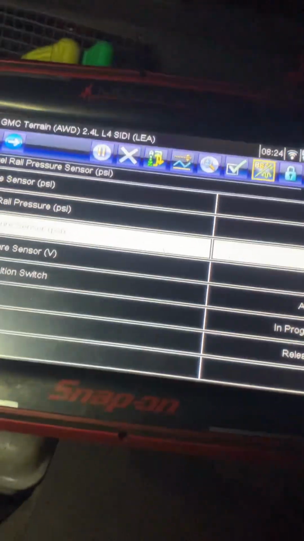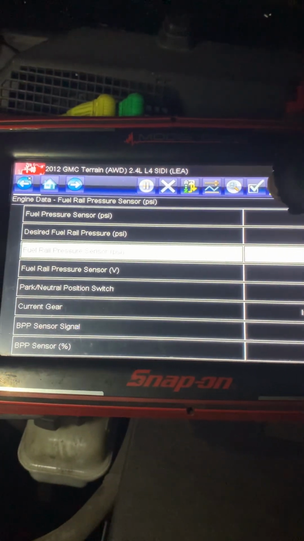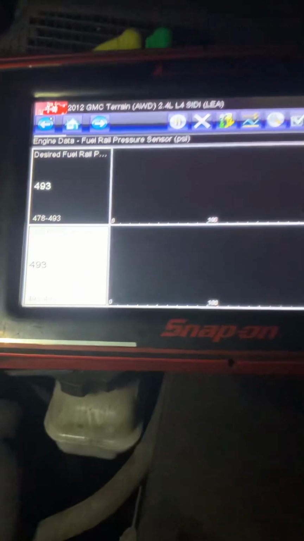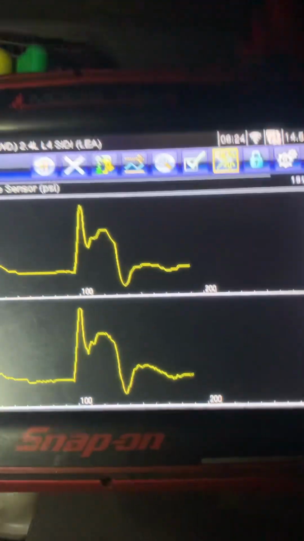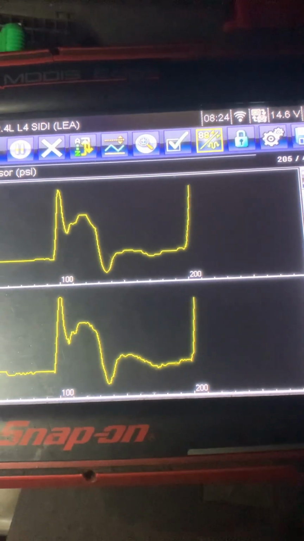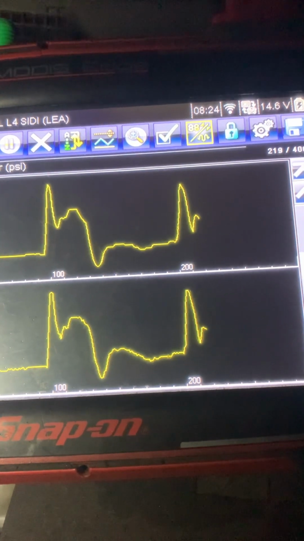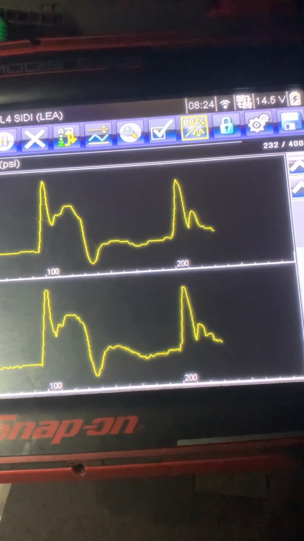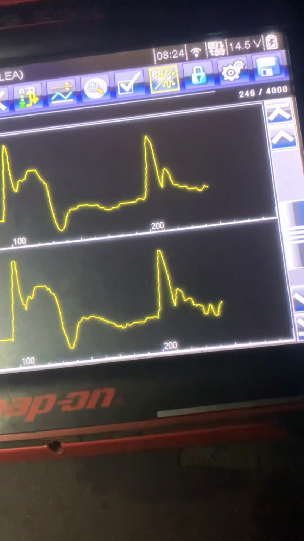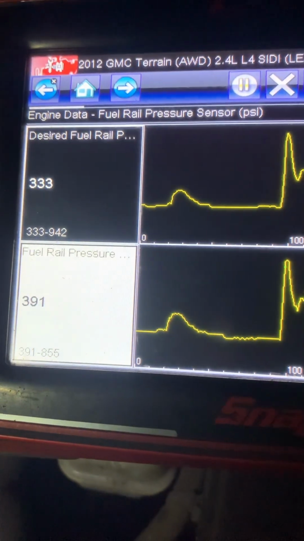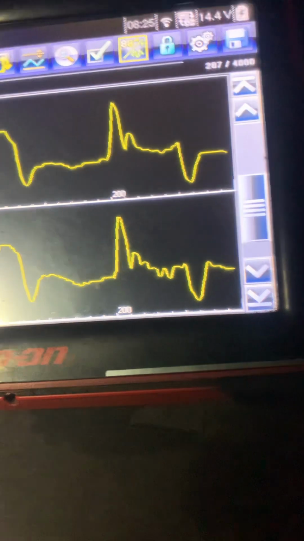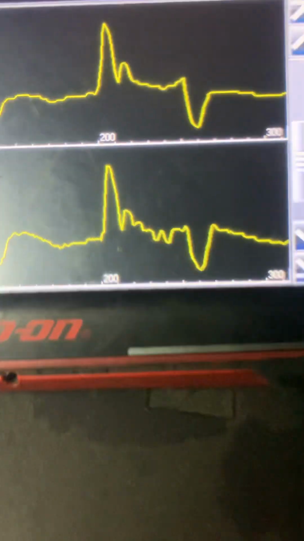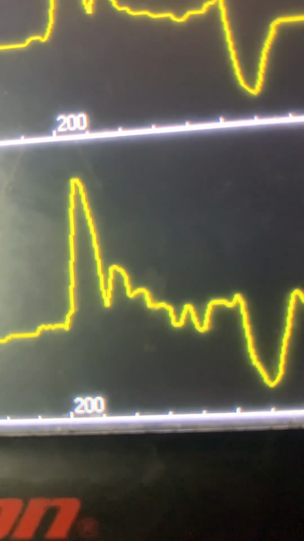What I'm going to do now is put it in graph mode. We got desired pressure, fuel pressure. Okay, go ahead please again. All right, there's a difference. You can see that there's a difference between the desired, how it should be, and the fuel rail pressure right here. Right here, there's a problem. You see how it goes up and down instead?